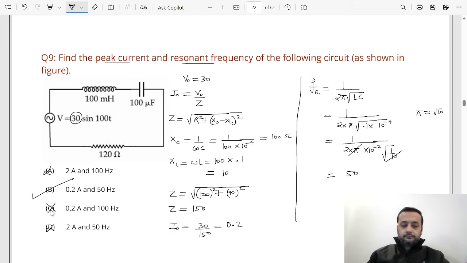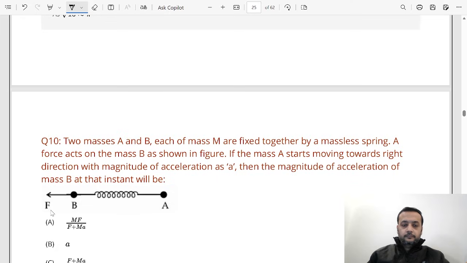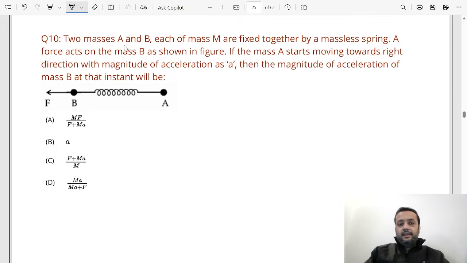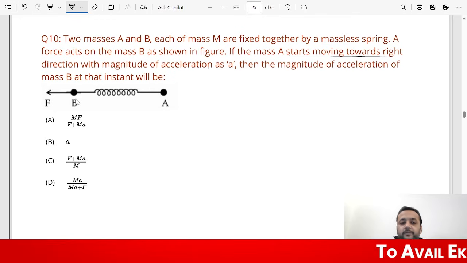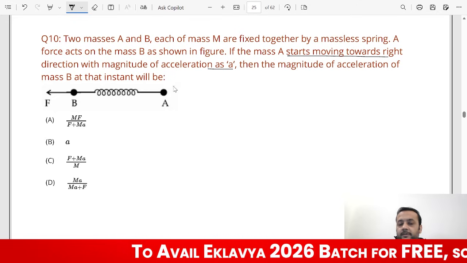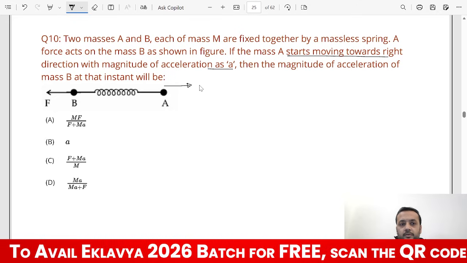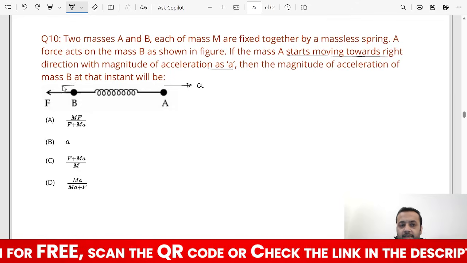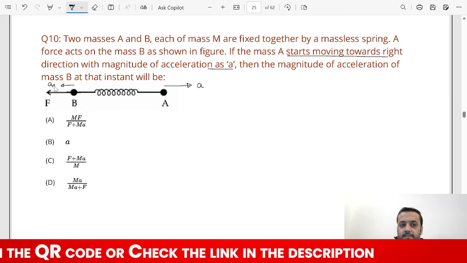All right. In this question, what is happening is that two masses A and B, each of mass m, are fixed together. Okay, and if mass A starts moving towards right with the acceleration as A, then we have to find the acceleration of B. Now understand that acceleration of A will be towards right, which is of the value A given in the question. Let us say that acceleration of B towards left is AB.